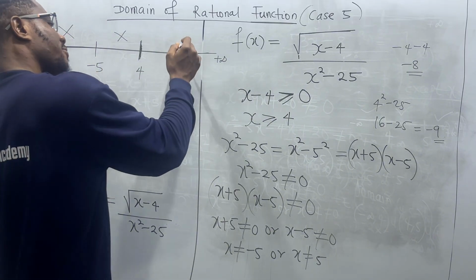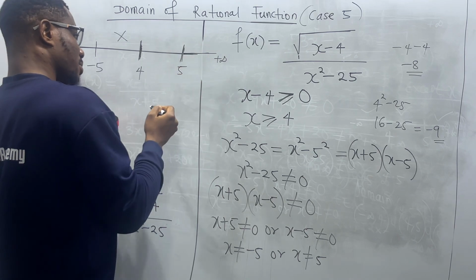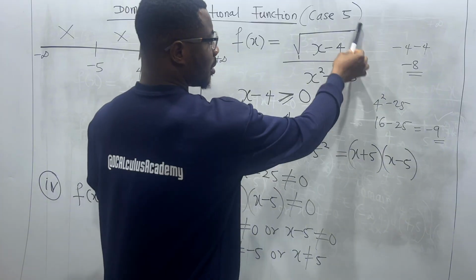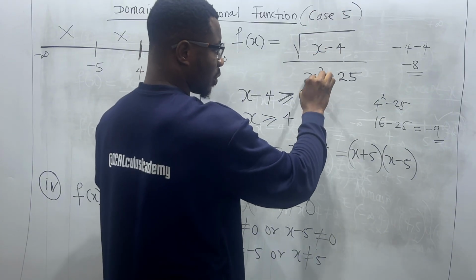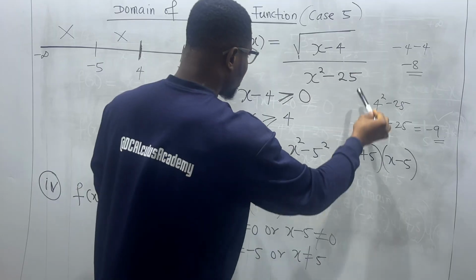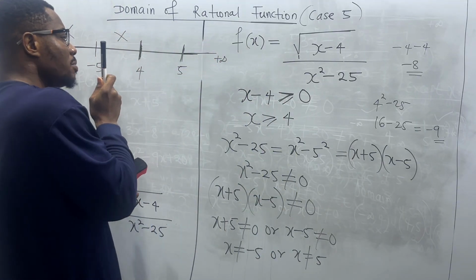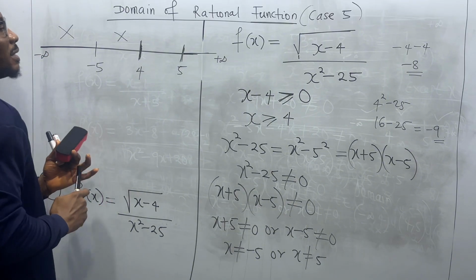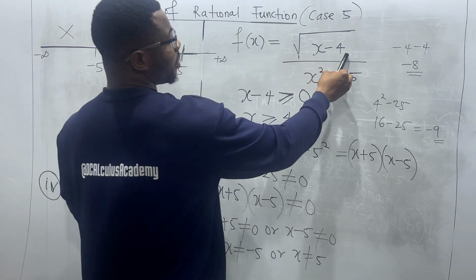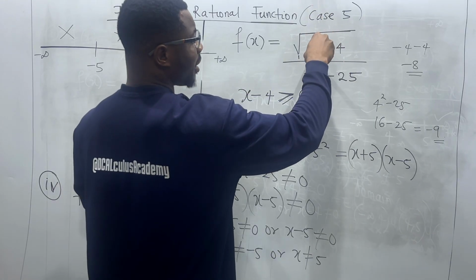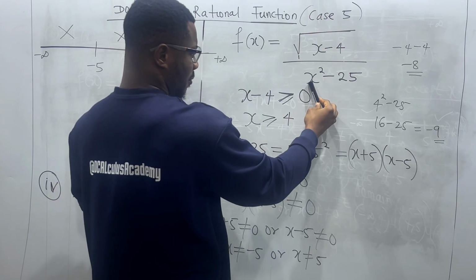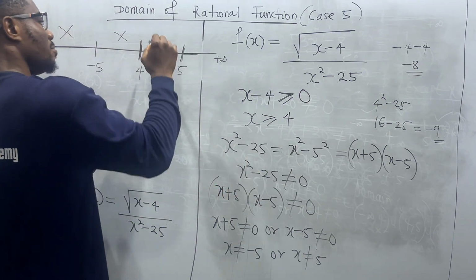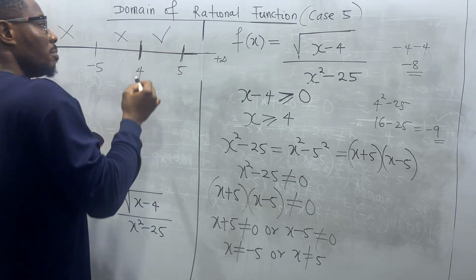Okay, let's see. Can 5 be chosen? Obviously no. Do you know why? Although 5 minus 4 is 1, the top is satisfied, but the bottom, 5 squared is 25. 25 minus 25 is 0. The bottom cannot give you 0. So 5 is out. But how about in between 4 and 5? Is it possible? Let's see 4.5. 4.5 minus 4 is 0.5. Satisfied because the square root of 0.5 is defined. 4.5 squared minus 25 would give us a defined value. So it means that between 4 and 5 is selected, but it has to start from 4.